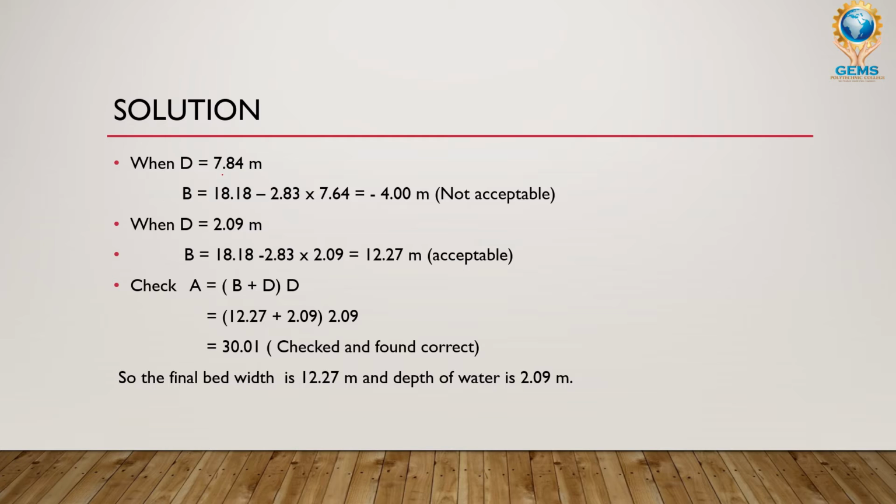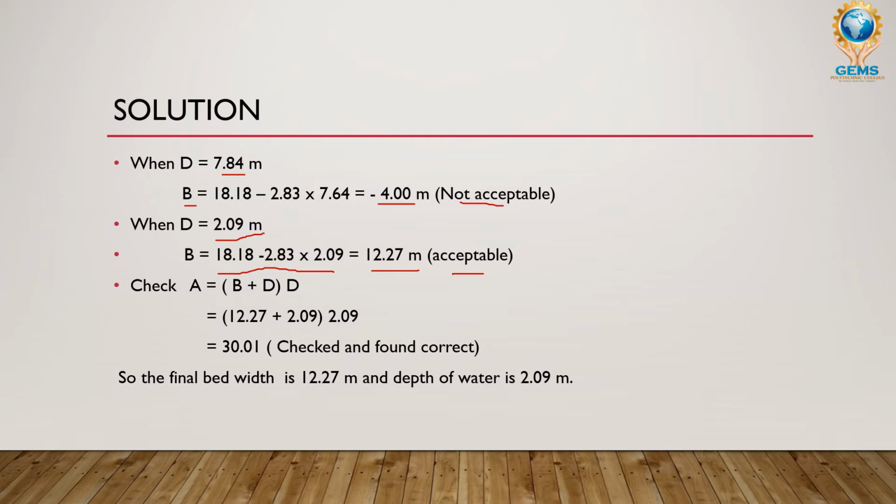Now you are going to substitute this d value in the b equation, that is 18.8 minus 2.83d, our equation. So in that equation, instead of d, you are going to substitute this 7.84 value, and you see it's negative, so you cannot accept this value. So substituting the other value, 2.09 meter, in the same b equation in place of d, you get 12.27 meter as the value, which is positive, so you can accept it.